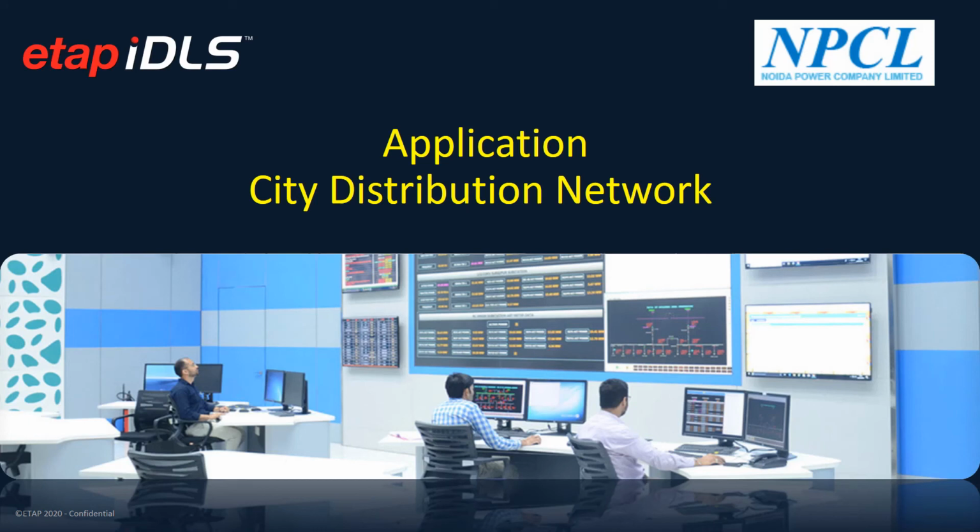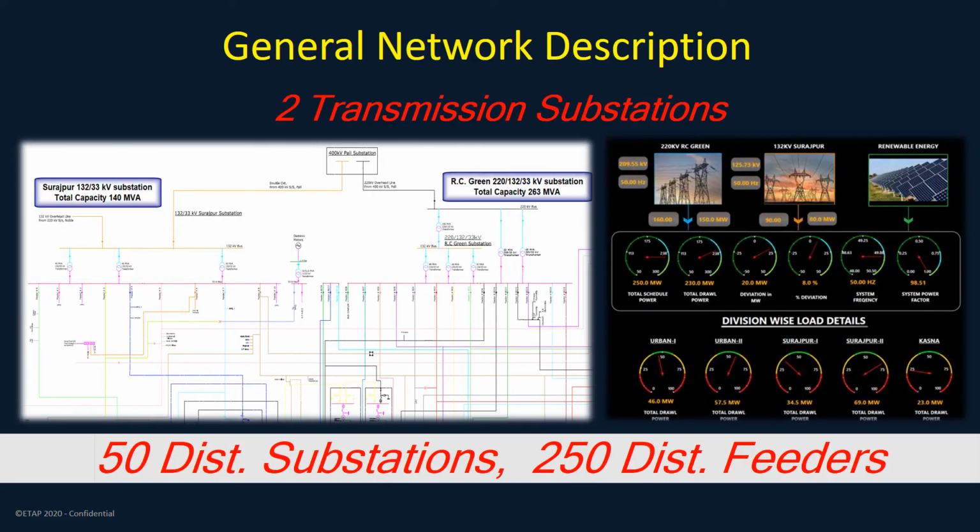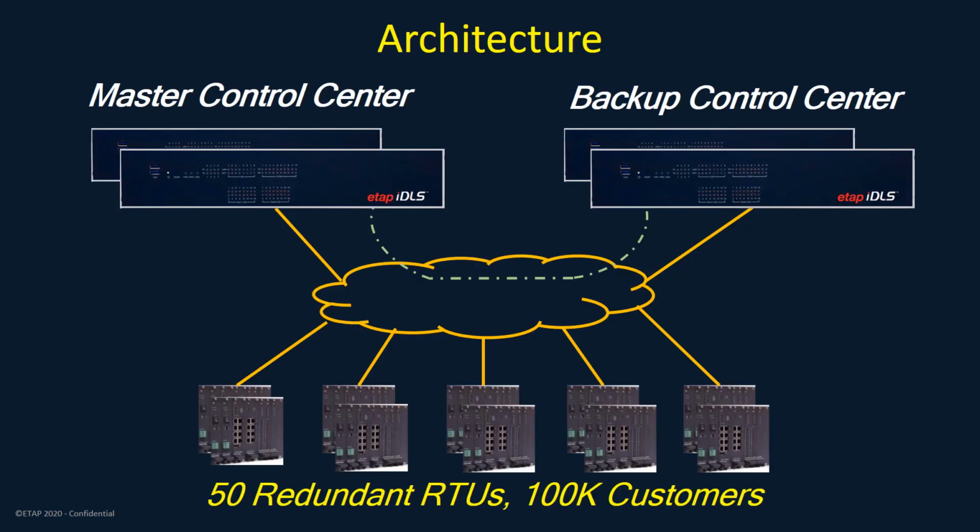ETAP iDLS has been implemented and integrated with ETAP's ADMS solution at Noida Power Company Limited, NPCL, in India. The overall implementation covers NPCL's 2 transmission substations, 50 distribution substations that provide power to more than 250 feeders, and covers 100,000 customers. The system was implemented in redundant configurations at 2 control centers of NPCL. The master control center and backup control centers are in hot-hot configuration. The MCC communicates with the substation, but if it fails, the BCC systems take over almost instantly.